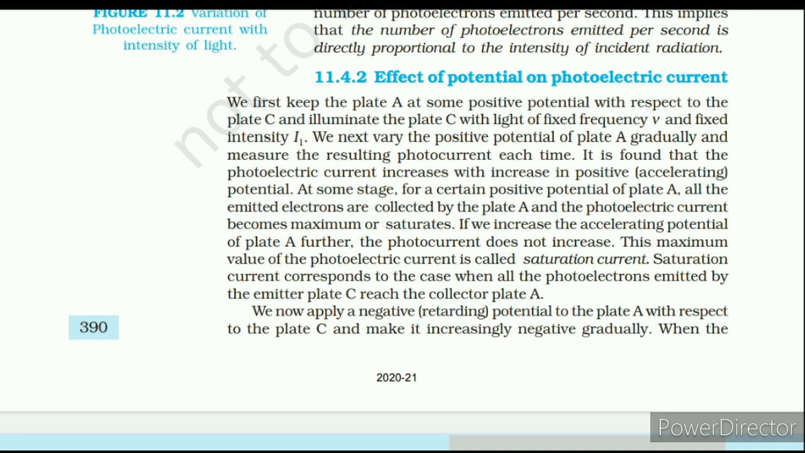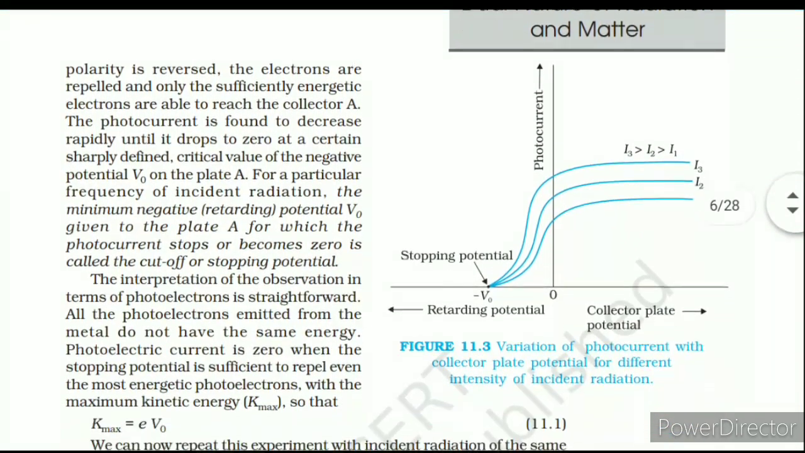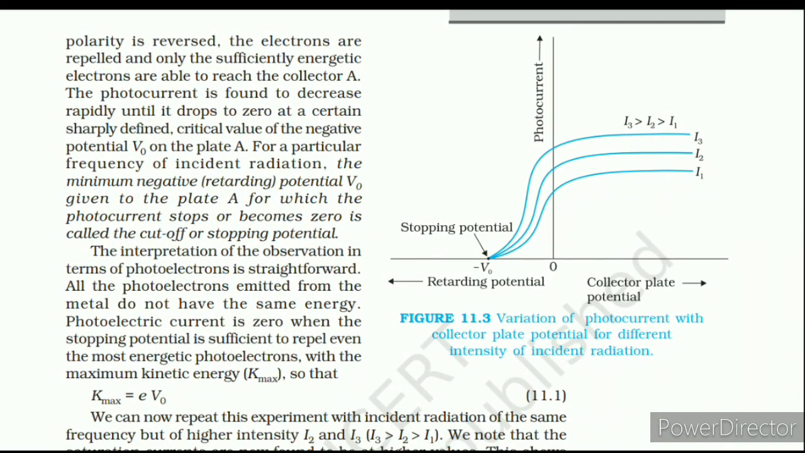If the frequencies are in the order nu3 is greater than nu2 is greater than nu1, this implies that the greater the frequency of incident light, the greater is the maximum kinetic energy of the photoelectrons. Consequently, we need greater retarding potential to stop them completely. If we plot a graph between frequency of incident radiation and corresponding stopping potential for different metals, we get a straight line, as shown in figure 11.5. The graph shows that the stopping potential V0 varies linearly with the frequency of incident radiation for a given photosensitive material. There exists a certain minimum cutoff frequency nu0 for which the stopping potential is zero.